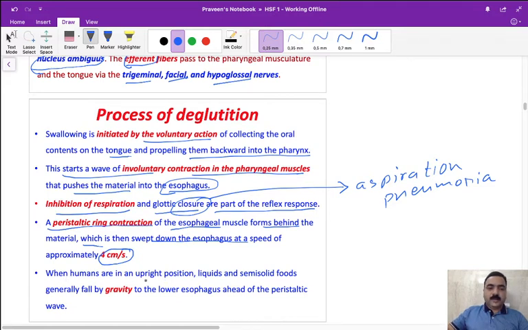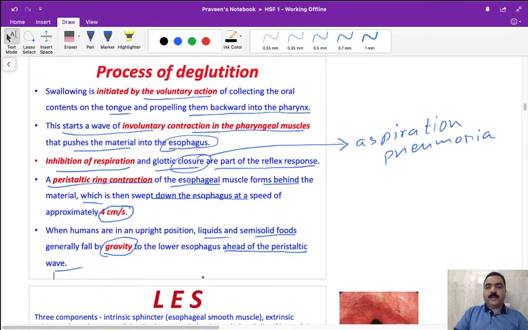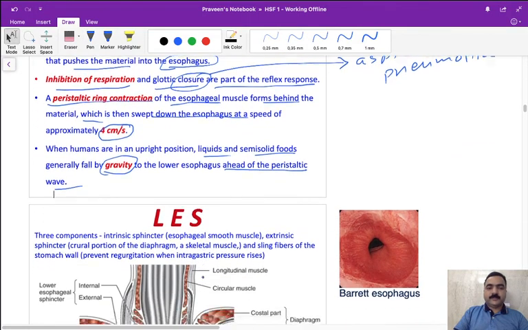When humans are in upright positions, liquids and semi-solid foods generally fall by gravity because they go very fast to the lower esophagus ahead of the peristaltic wave. So that means gravity can help, especially for liquid and semi-solid foods.